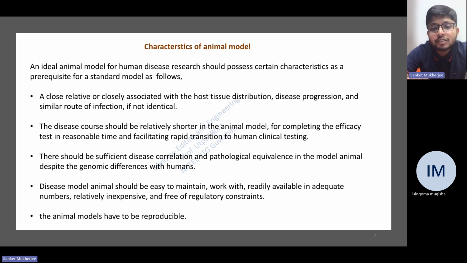There should be sufficient disease correlation and pathological equivalence in the model animal despite the genomic differences with humans. Disease model animals should be easy to maintain, work with, readily available in adequate numbers, relatively inexpensive, and free of regulatory constraints. The animal models have to be reproducible. So that is exactly the opposite of the option that was given. The tests which are done in animal models could be reproduced further. That should be the aim.